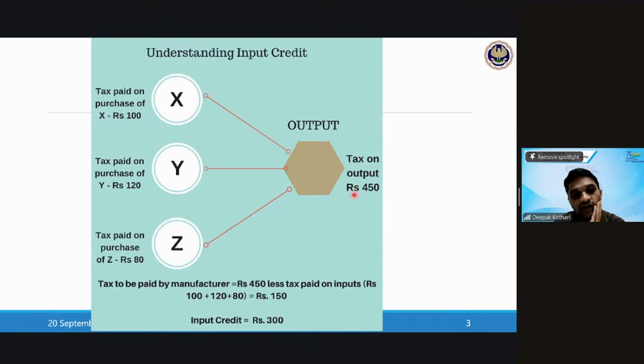So when we say what I should pay to the government, I should pay ₹450, because this is my output tax जो मैंने सेल किया है उसके ऊपर है. From that, I have to reduce all the inputs. I have to reduce 100, 120 and 80. So I will minus 100 plus 120 plus 80 from 450. Balance is 150, which I will pay to the government. So in this, my output tax is 450 and my input tax is ₹300. So from 450, when I reduce my ITC, balance is the tax payable.